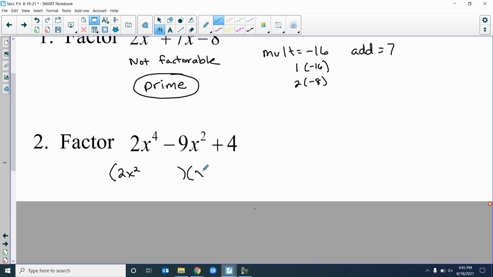I'm going to put x squared in my second group, as long as these two are the same, when I do FOIL, it's going to give me x squared in the middle. So 2x squared times x squared will give me 2x to the fourth. To get the 4, I can do 4 and 1 or 2 and 2. Well, it can't be 2 and 2 because that will give me a GCF between those two. So I'm going to try 4 and 1, and both ones have to be negative.